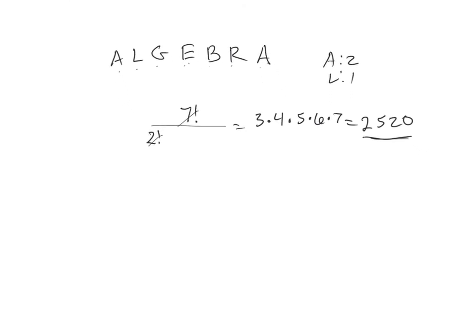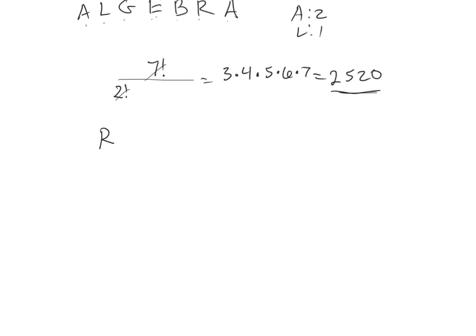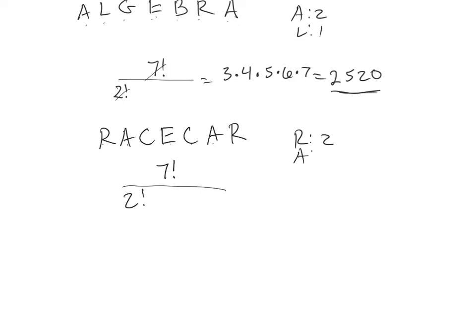Let's do another one, and let's say we did the word racecar, and we want to know how many permutations we can have of all the letters in racecar. So there's 1, 2, 3, 4, 5, 6, 7. There are 7 letters in racecar, so we'll do 7 factorial on top. Starting with R's, there are 2, so we divide by 2 factorial. A's, there are 2, so that is 2 factorial. C, there are 2, so this is 2 factorial. E is 1.